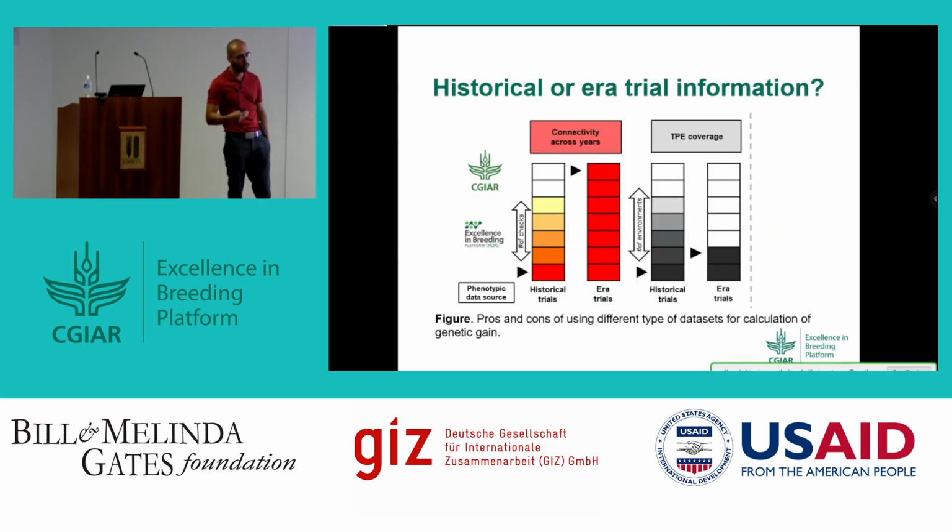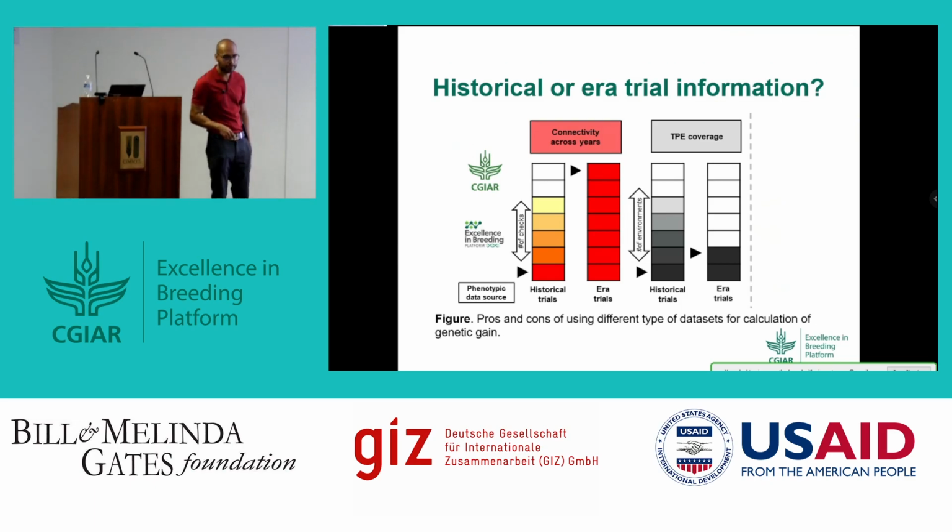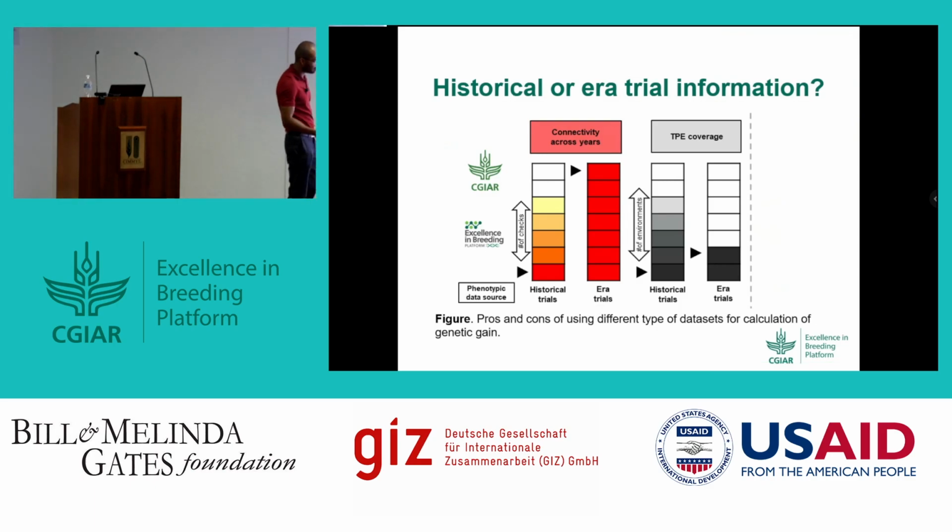So we started to address it question by question. One of the first questions was, okay, should we use the historical or error trial information that we have? And by default, we knew that there were pros and cons to each source of data. For the historical trials, we knew that the connectivity across years was not going to be as good as the error trials, because in the error trials, it was built in that you take materials from the different years, you put them in the same trial, and connectivity is complete, right? I mean, there is no problem there.